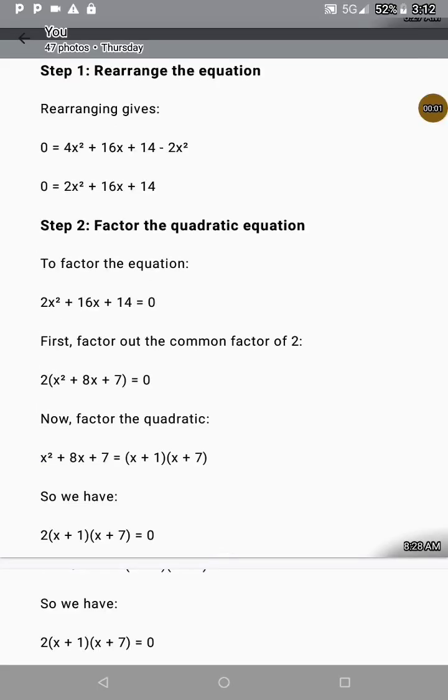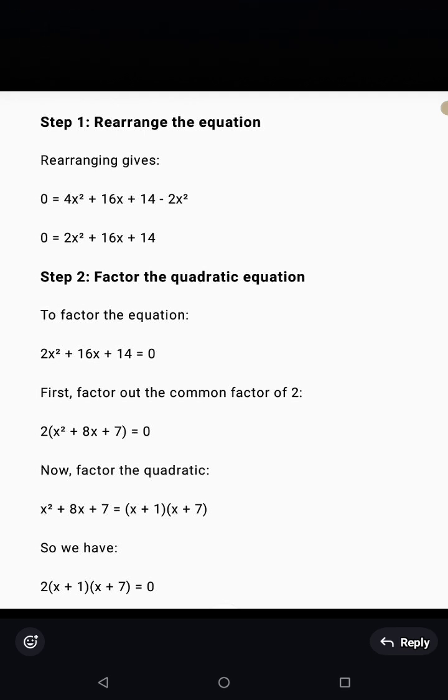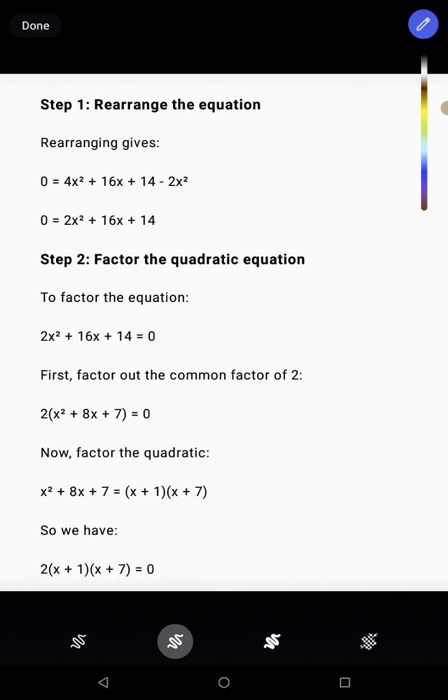Now let me continue my explanation here. So what do we want to do? We want to solve this quadratic expression now. We want to solve the quadratic by factorization. So how do we do that? That is to bring everything here.